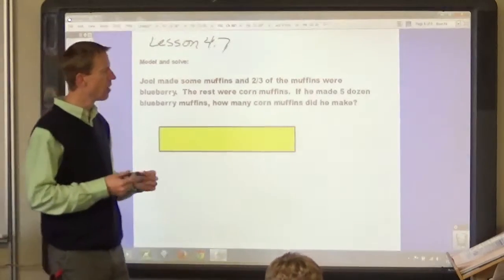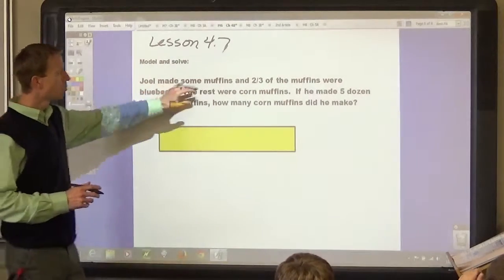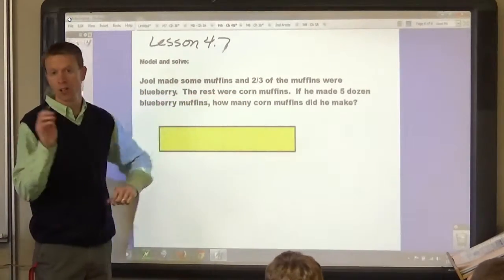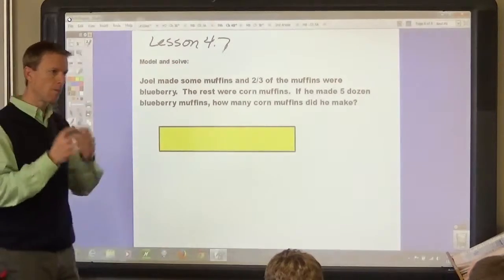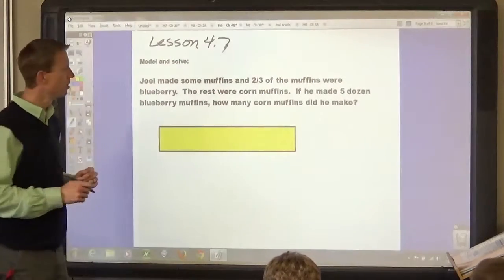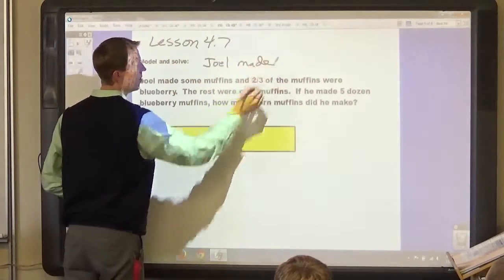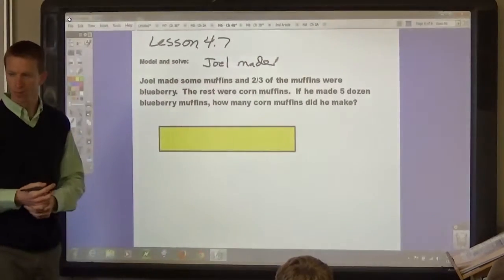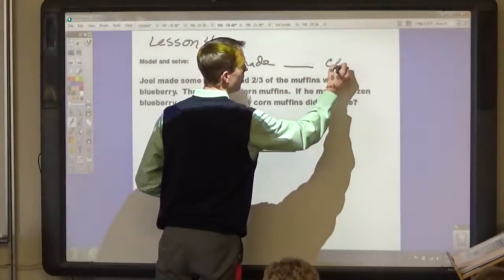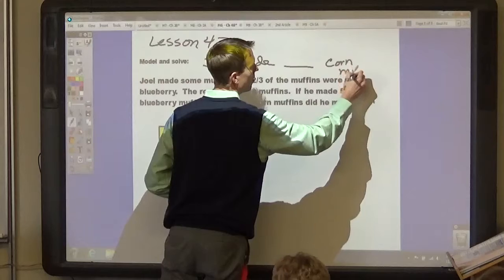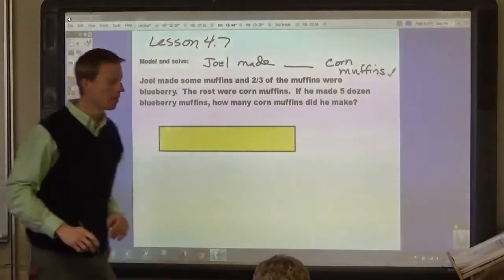Well, there are some numbers in here that we've got to work with. I drew this bar out. And first of all, let's write an answer statement so we know exactly what we're looking for here. Whenever you're doing a problem like this, you want to make sure you write out an answer statement. So, you want to write, Joel made what? What are we looking for? How many corn muffins? All right, so blank corn muffins. So we know this is the label we're looking for.